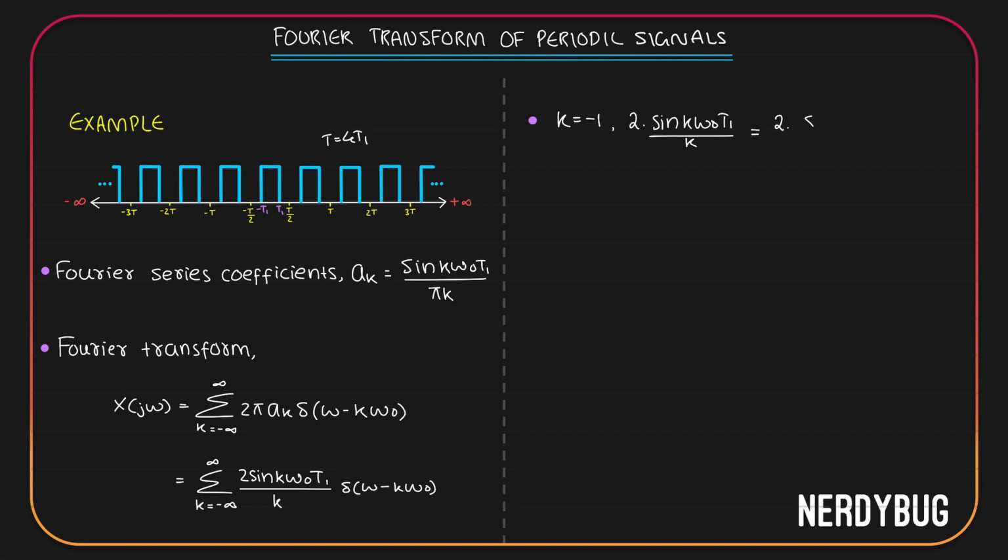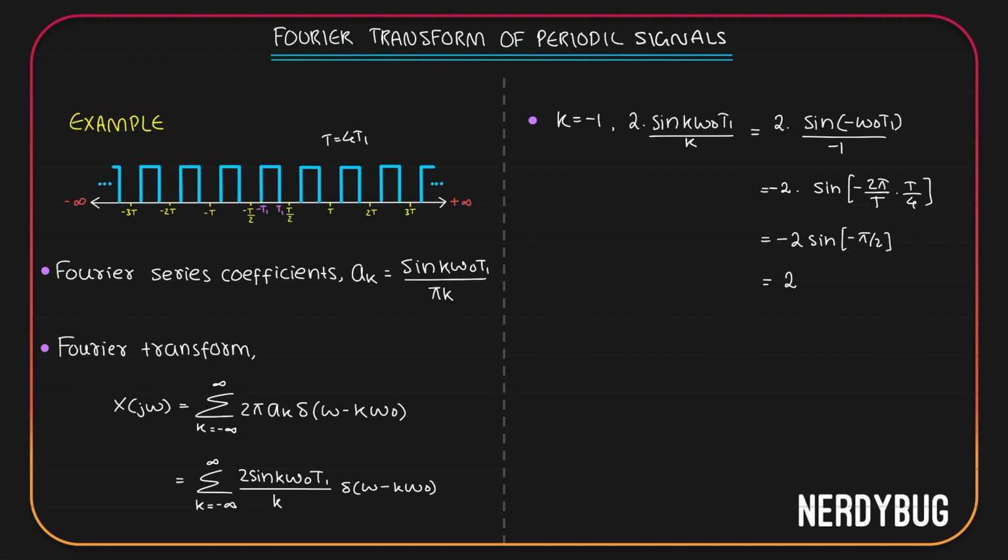Substituting the value, we get 2 sin(−ω₀T₁) divided by k, which is minus 1. So minus 2 sin of minus ω₀, which is 2π by T, T₁ is T by 4. T and T can be cancelled. 2 and 4 can be cancelled. We get minus 2 sin(−π/2). Sin(−θ) is −sin θ, but we already have a negative here, so it will become plus. This is simply 2 sin(π/2), or 2.